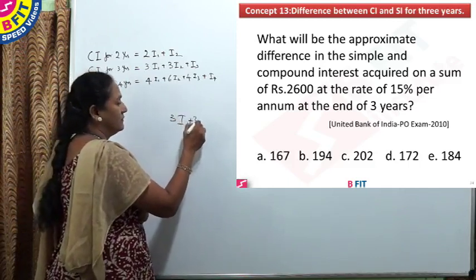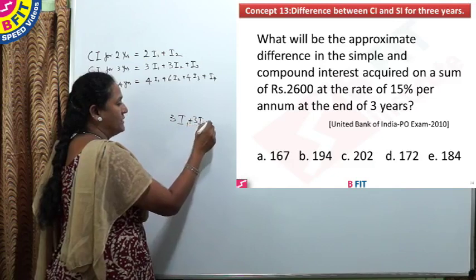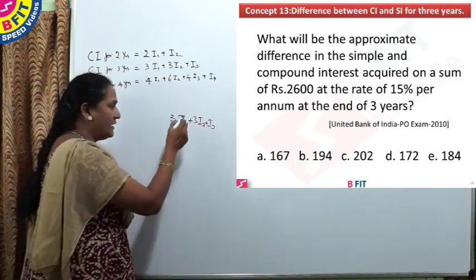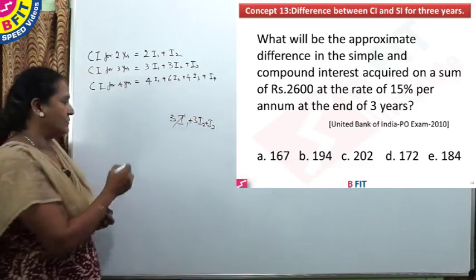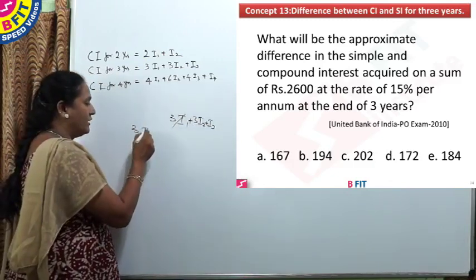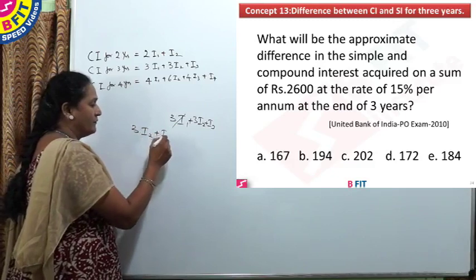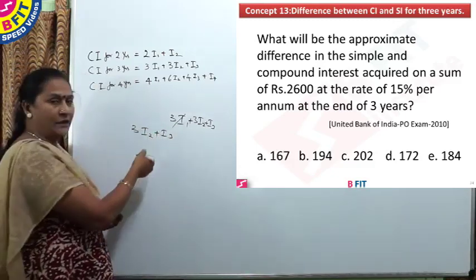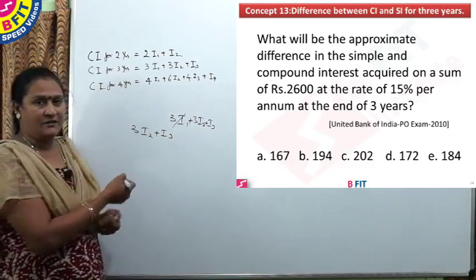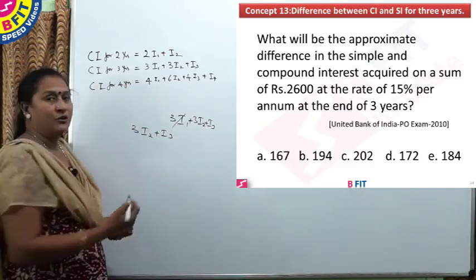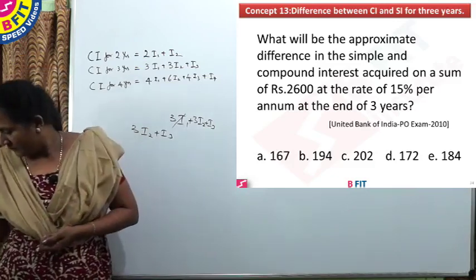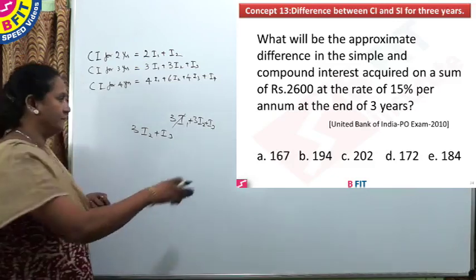3I1 plus 3I2 plus I3. So when the difference is asked, in simple interest we will have this 3I1 also. So the difference between compound interest and simple interest for 3 years is 3I2 plus I3. So if you find I2, multiply it by 3, find I3 and add, you get the difference between CI and SI for 3 years.